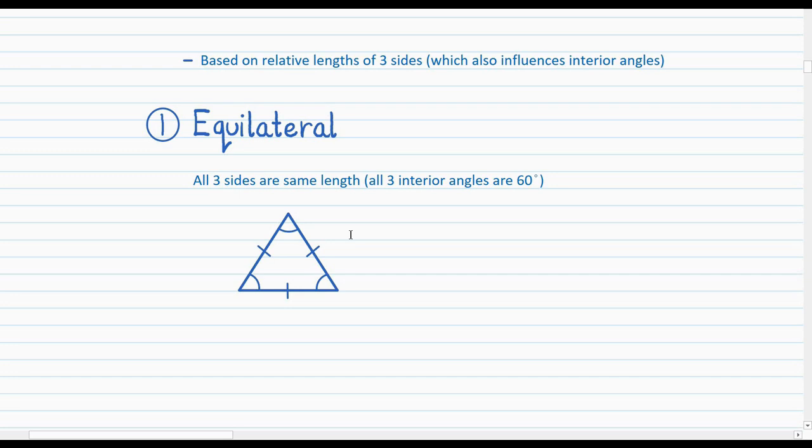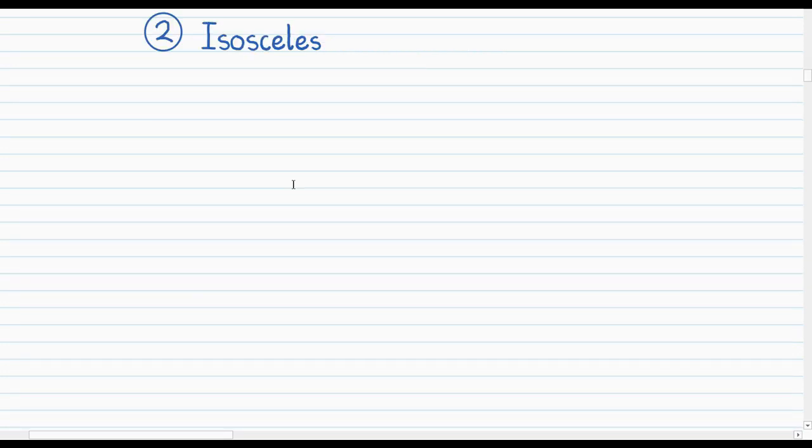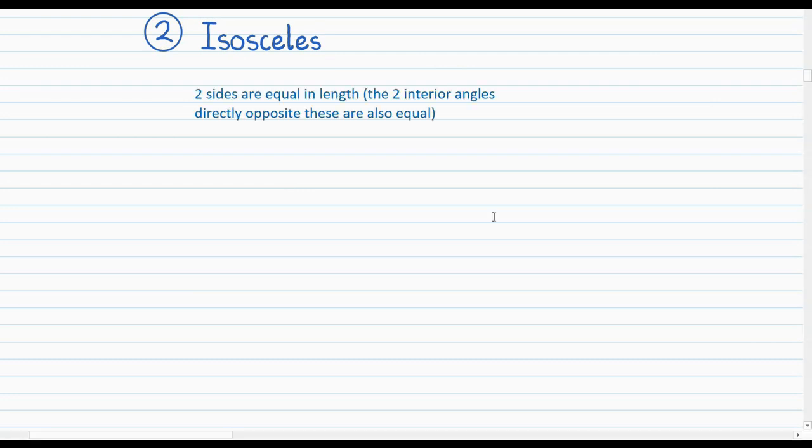Then the next type is the isosceles triangle. For an isosceles triangle, two of the sides have the same length and the third side is a different length. And when two sides have the same length, then two of the interior angles will also be equal. And these are the angles directly opposite the two sides. So here's an isosceles triangle where this side and this side have the same length, and then the angles directly opposite both sides are also equal. Then you have the third side being some other length.